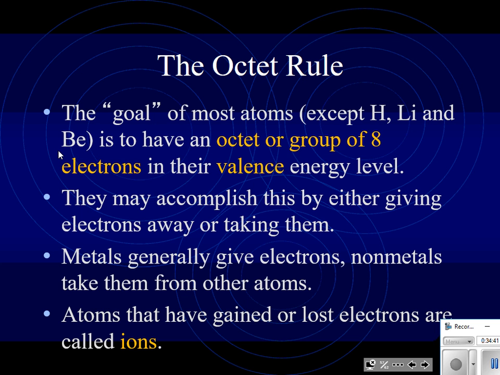Now, how do elements achieve this octet? By gaining or losing electrons. Metals generally want to lose electrons. Nonmetals generally want to gain electrons. And we've talked about ions when we talked about ionization energy. Okay? An ion is just simply something that has gained or lost an electron.